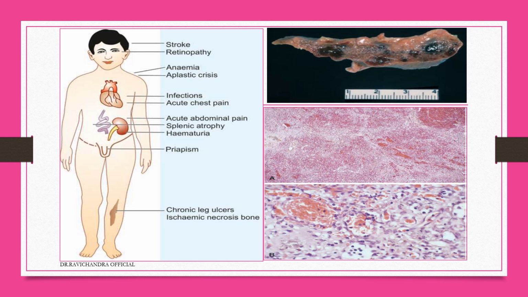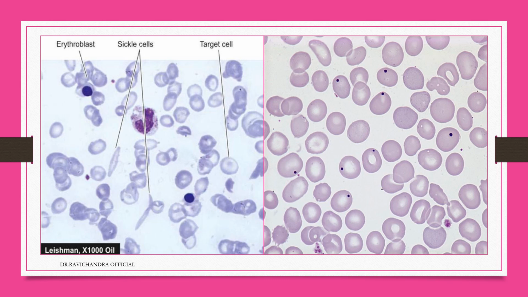So this is a beautiful picture showing various conditions that are seen in a case of sickle cell anemia. There may be stroke or retinopathy, anemia, aplastic crisis, infections, acute chest pain, acute abdominal pain, splenic atrophy, hematuria, priapism, chronic leg ulcers, ischemic necrosis or avascular necrosis of bone. This is a peripheral smear picture showing the sickle cells. You can appreciate the target cells also.